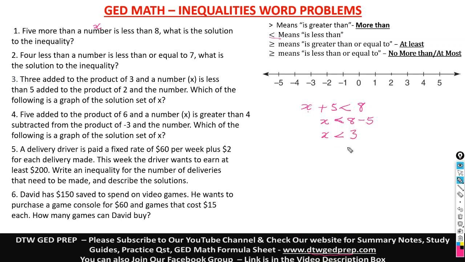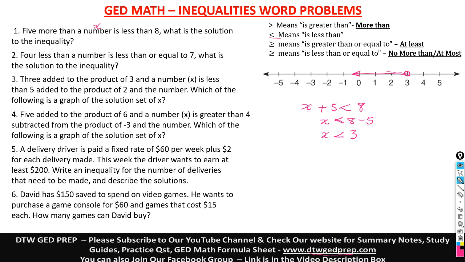And how do you do this on the number line? You have 3 here, okay? The line will go this way. And since this is just less than, you are going to have a small circle here that is not shaded, and your line will go this way.